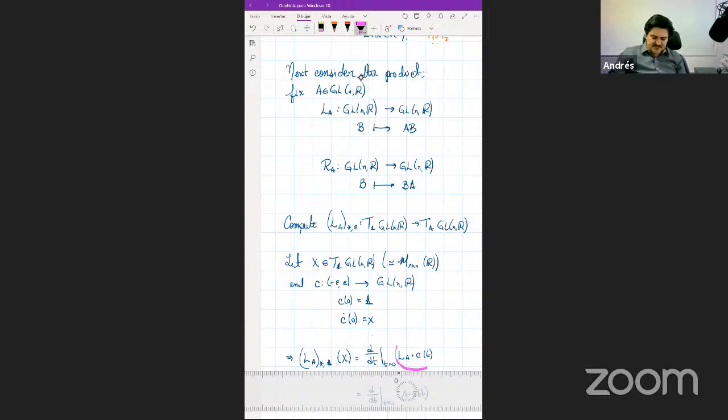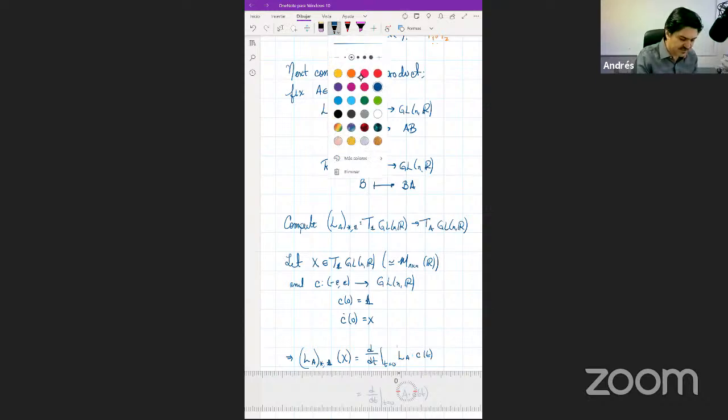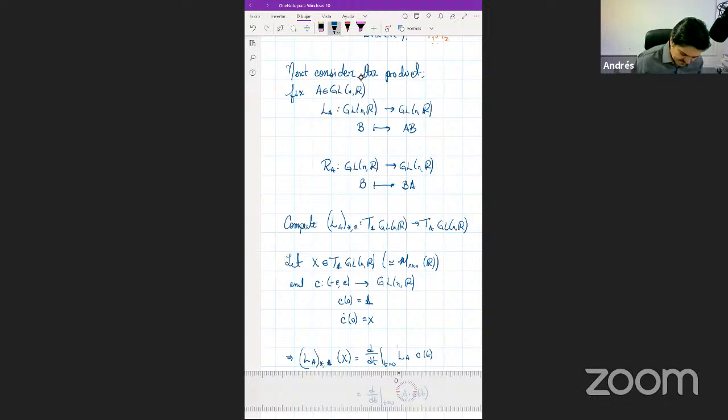Now, what is this? This is composition, right? That's the definition. Okay, so that's the definition. Now let's use the definition of the map L_A, which is matrix multiplication by A on the left. Remember that C of t is a non-singular matrix because C of t is in here.